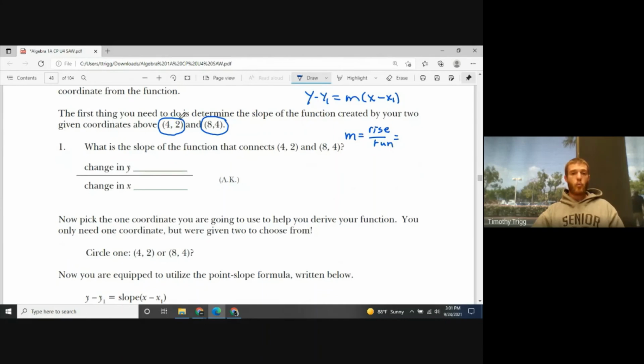So for the rise, I look at the y coordinates. So I go from 2 to 4. So how much did we rise? Well, we rose 2. And how much did we run? We went from 4 to 8. So from 4, we go up to 8. That's a run of 4. Simplify this, that gives us 1/2. So that's our slope. That's our m. The rise over the run.